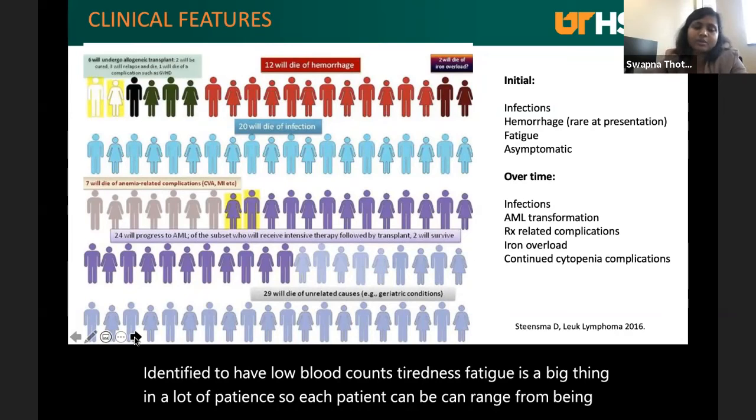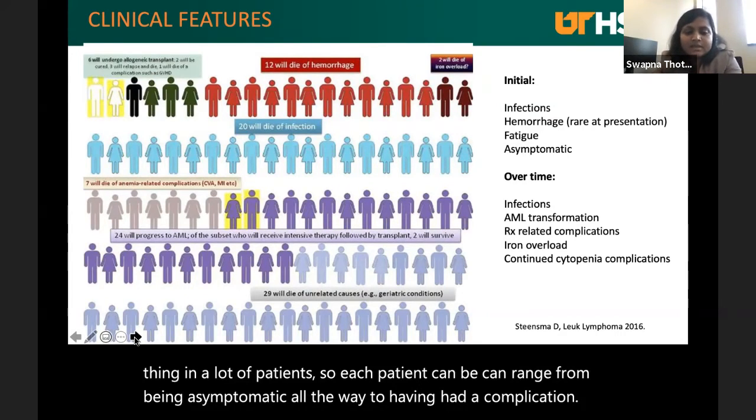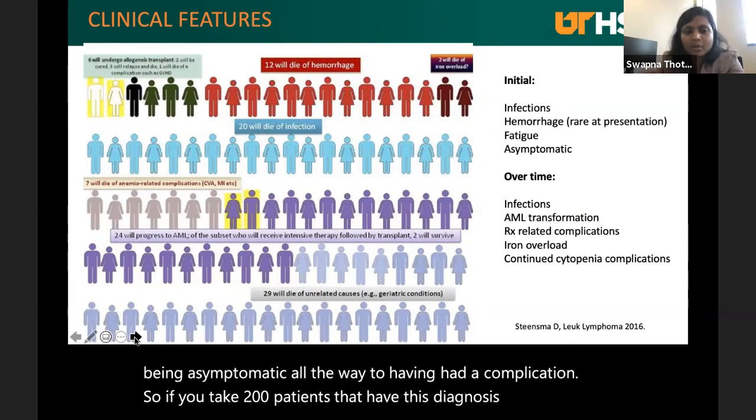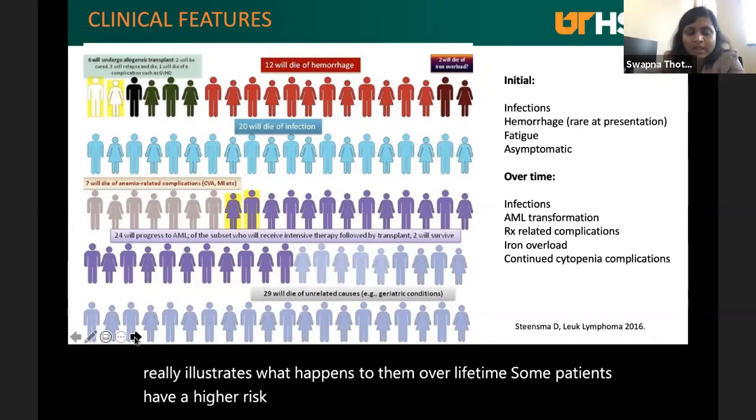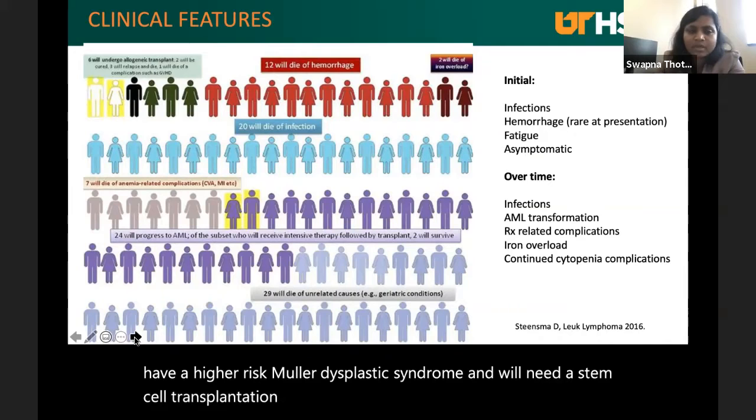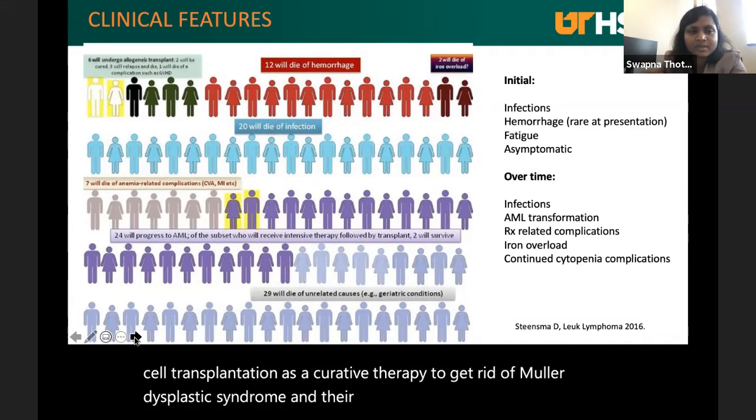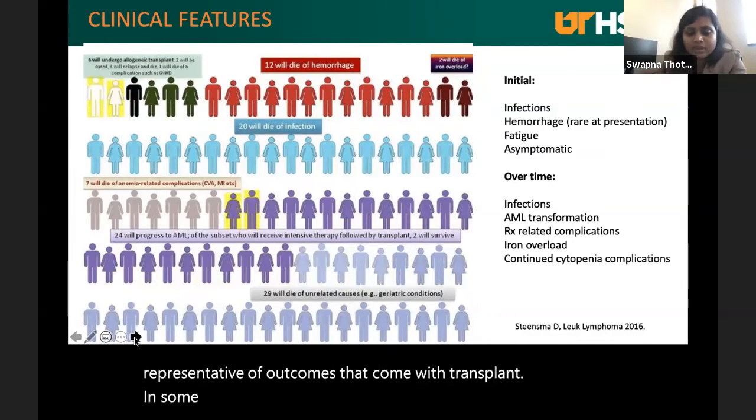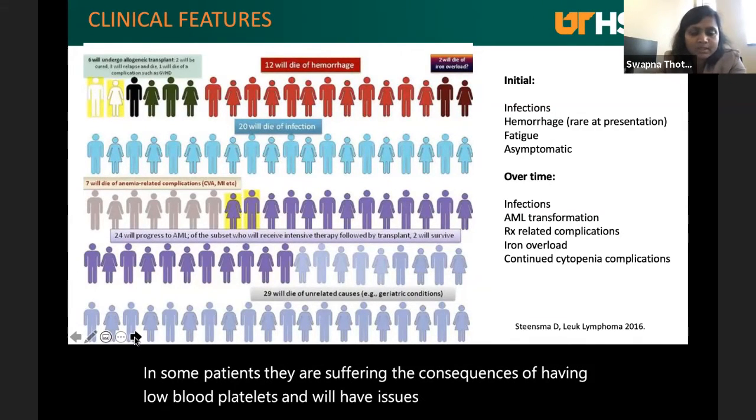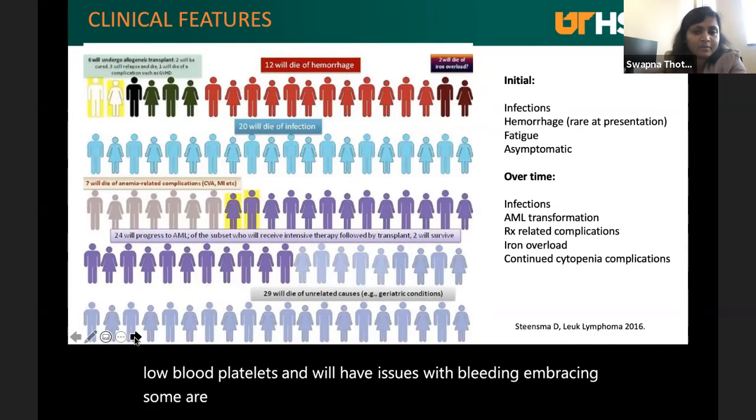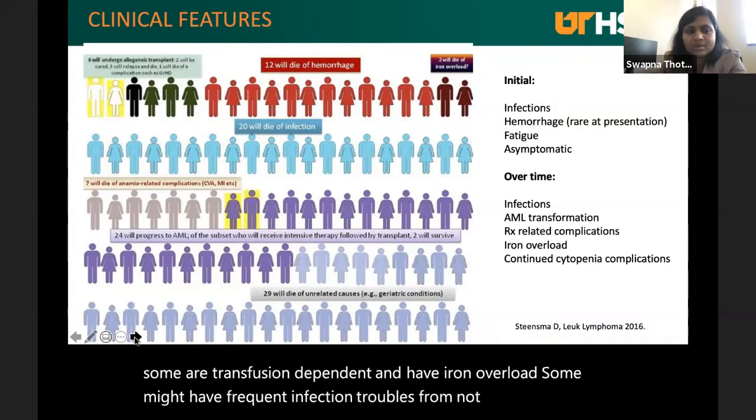So if you take 100 patients that have this diagnosis, this picture really illustrates what happens to them over a lifetime. Some patients have a higher risk myelodysplastic syndrome and will need a stem cell transplantation as a curative therapy to get rid of myelodysplastic syndrome, and their natural history is representative of outcomes that come with transplant. In some patients, they are suffering the consequences of having low blood platelets and will have issues with bleeding and bruising. Some are transfusion dependent and have iron overload. Some might have frequent infection troubles from not having a good immune system.